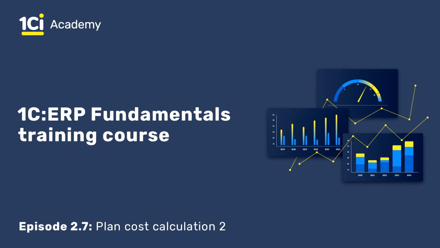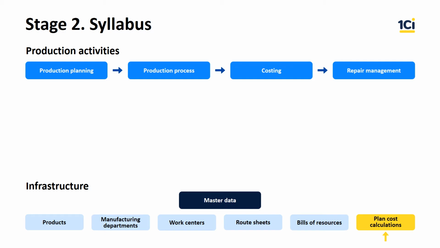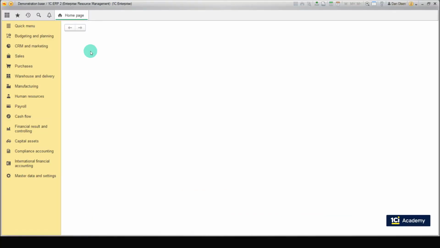Greetings! Today we will learn how to specify rates for the works and materials used, and how to calculate the planning costs. These features are a part of the manufacturing subsystem. Let's start with setting the standard prices for the works listed in the bills of resources.